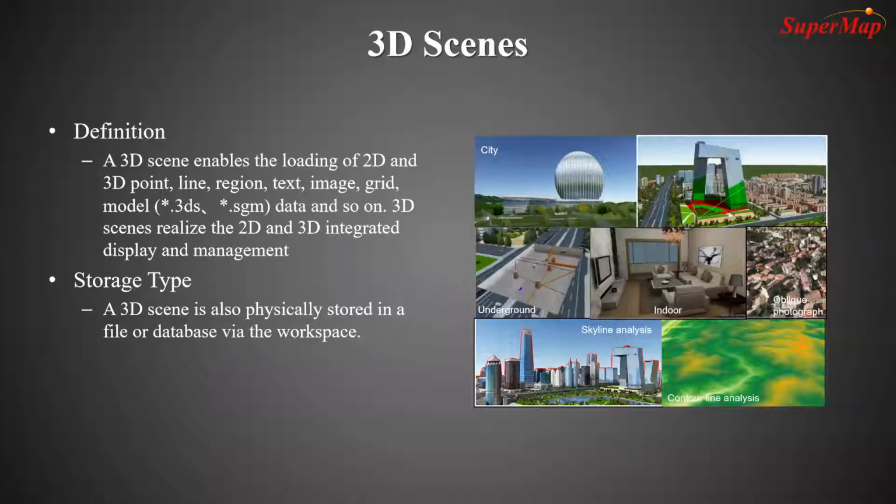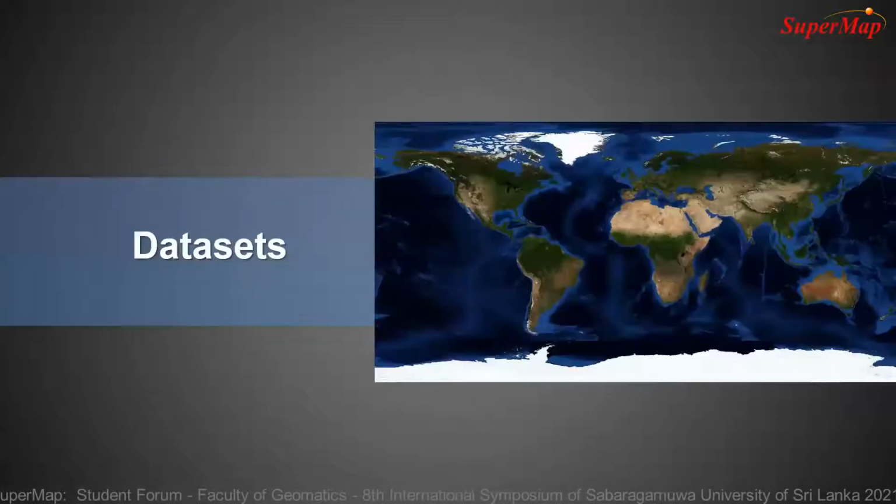Okay, and then it's the 3D scene. A 3D scene is actually very easy to understand. It's the 3D counterpart of a 2D map. A 3D scene enables the loading of 2D and 3D point, line, region, text, image, grid, and model data, and realizes 2D and 3D integrated display and management. The 3D scene is also stored inside of the workspace.